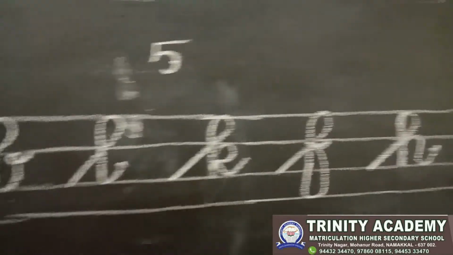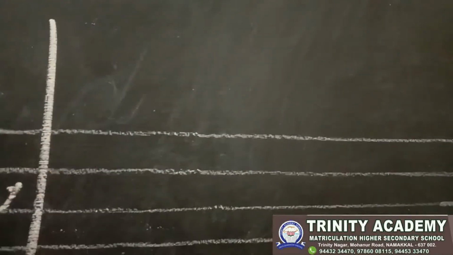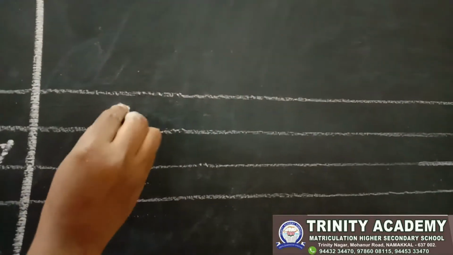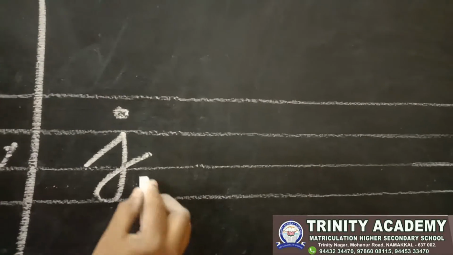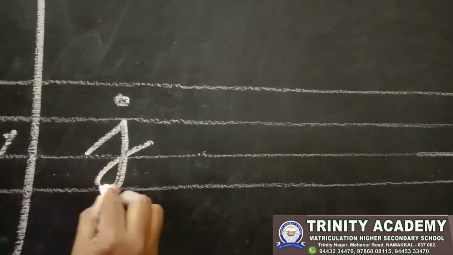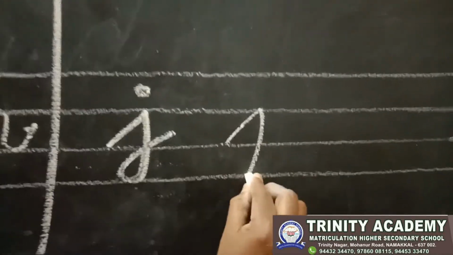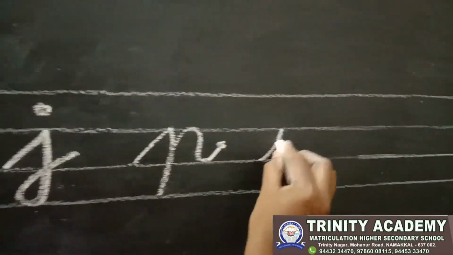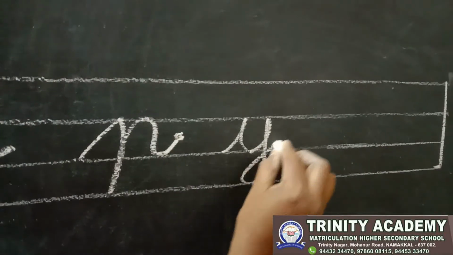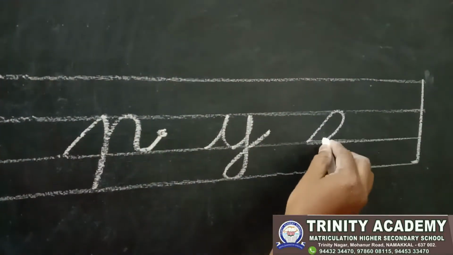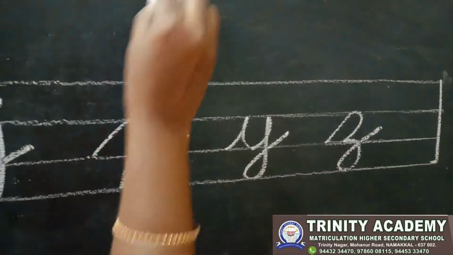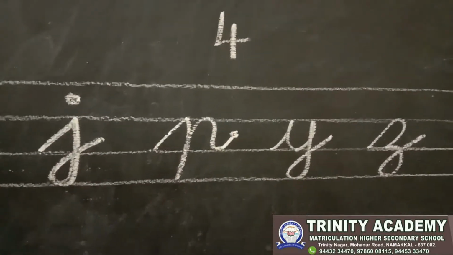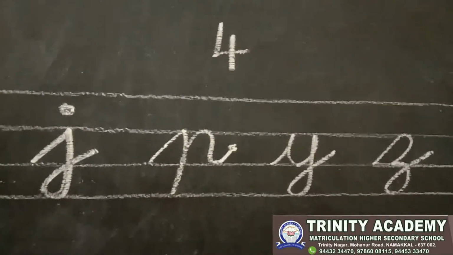Next, we can see down loop letters. There are four down loop letters. How many letters? Four down loop letters. J, P, Y, Z. There are four down loop letters.